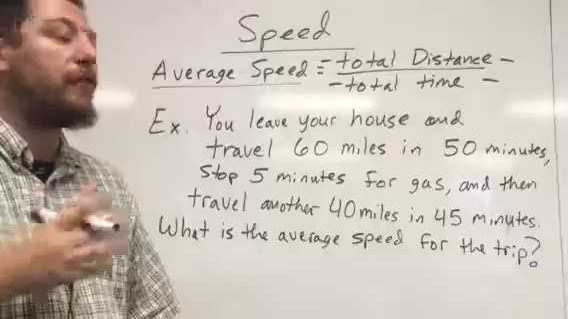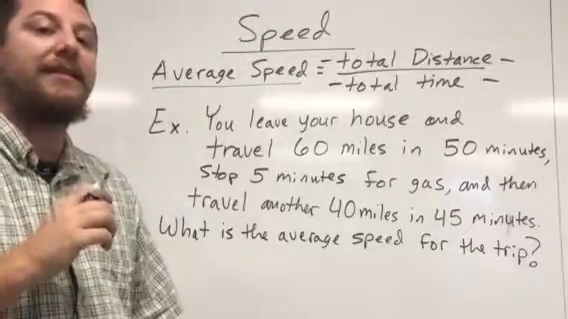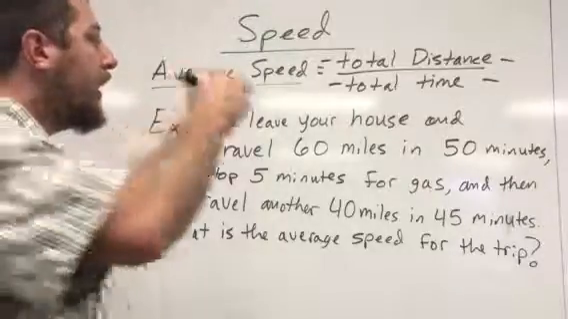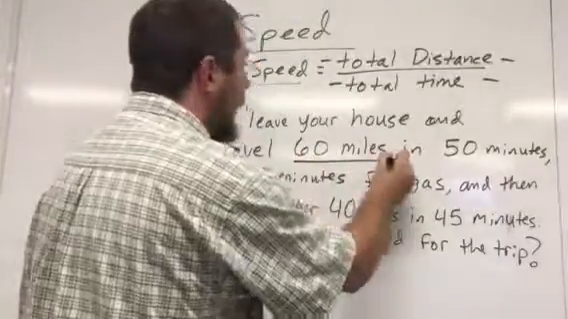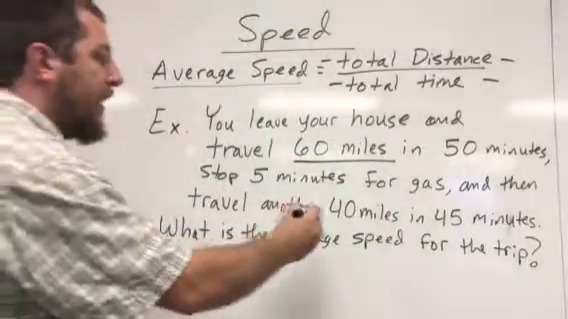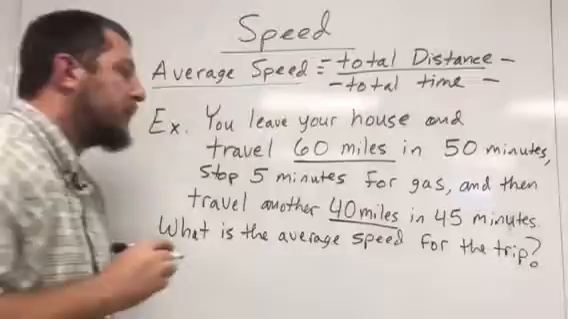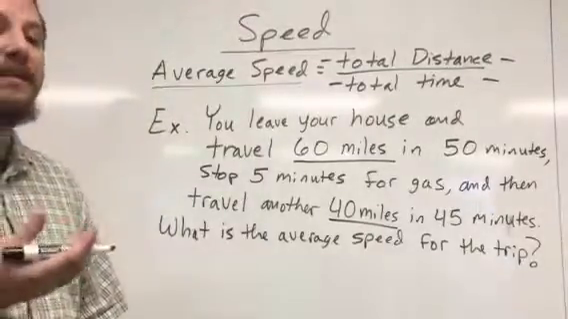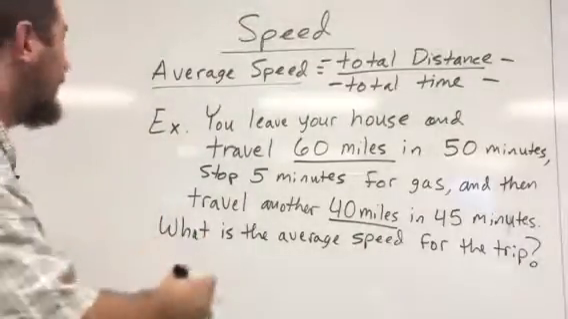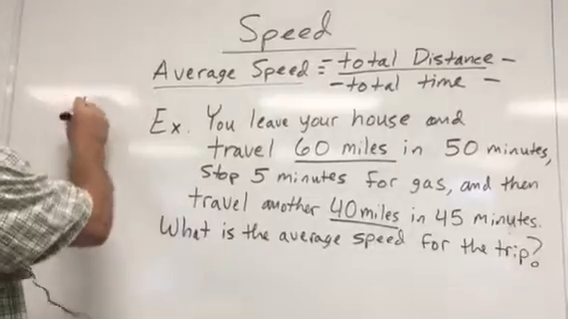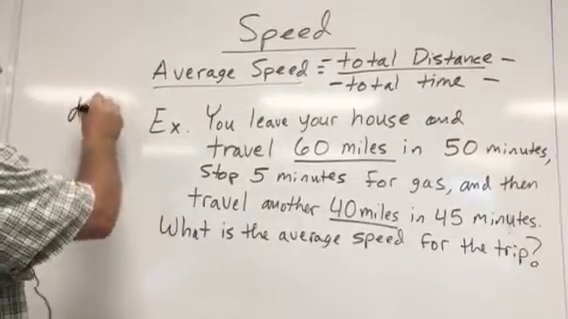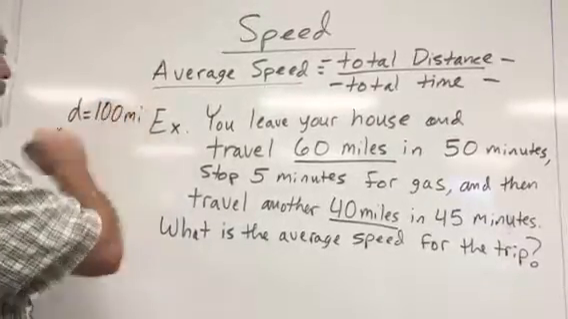So what I need to first do is pull out all of the distances that I'm given in my problem, and I see that I traveled 60 miles here, and then I traveled 40 miles here. So my total distance, okay, I'll put it off to the side here, is equal to 100 miles.